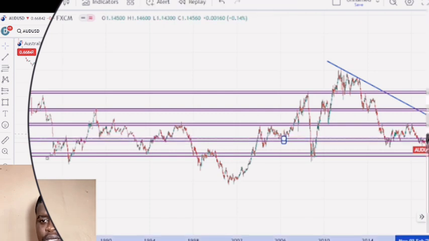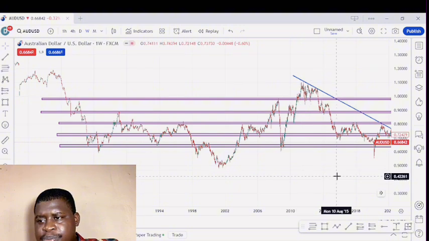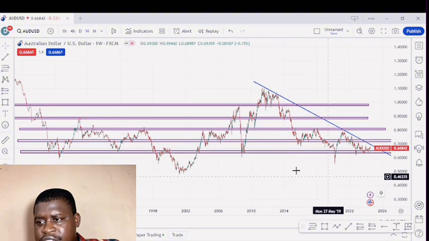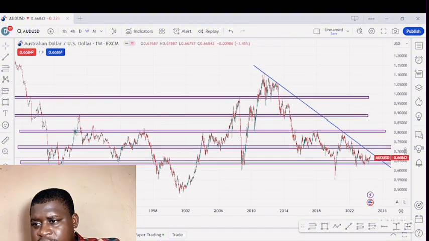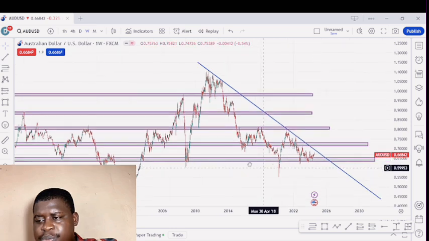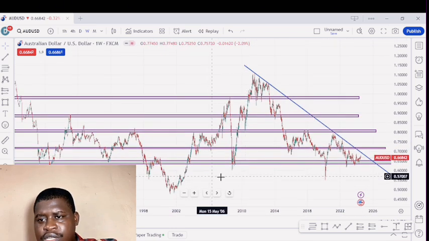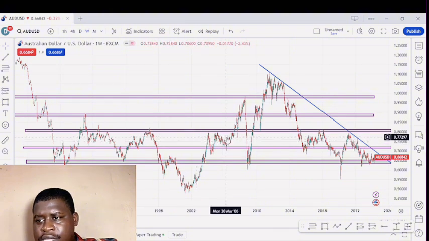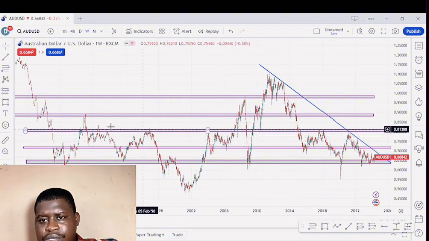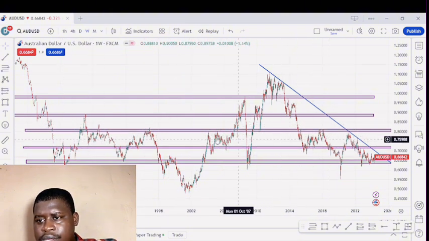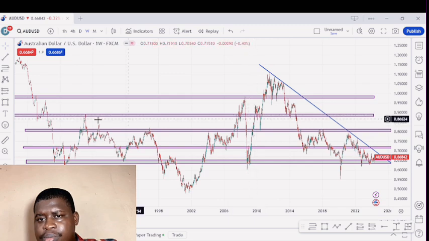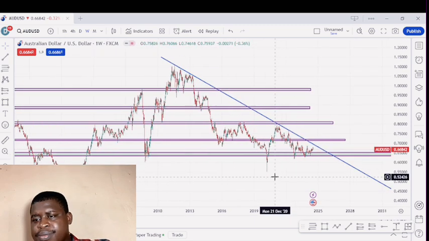It respects all these key levels, all these major levels. It respects them a lot. That is the reason why you see a lot of key levels being drawn on this. Okay, perfectly drawn. This is perfect.